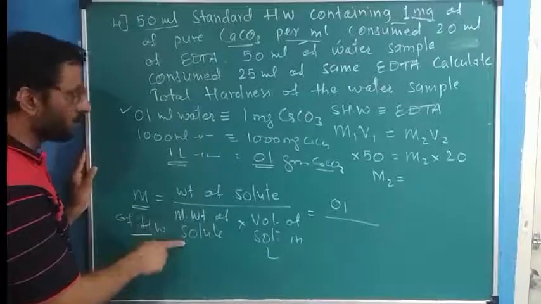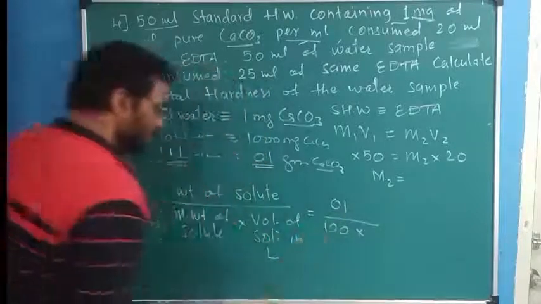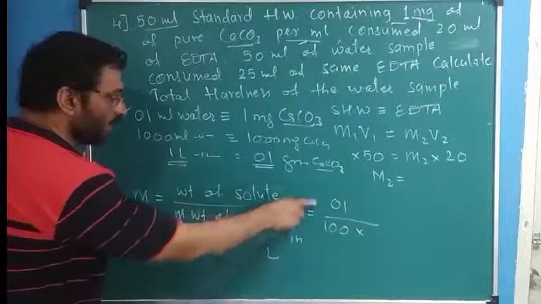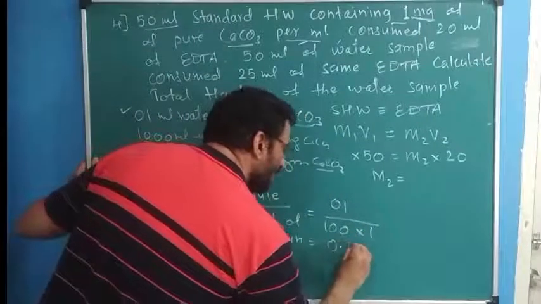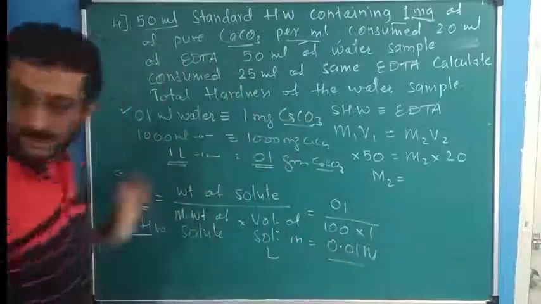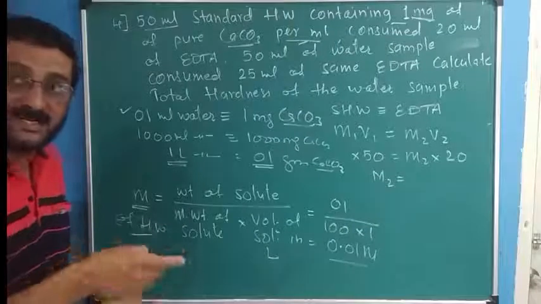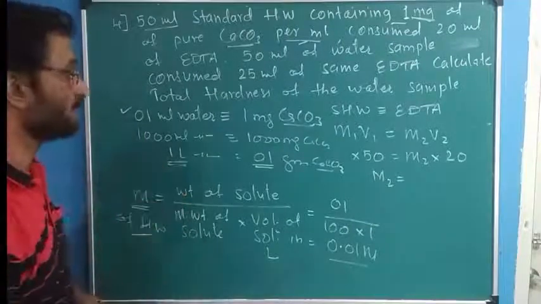Molecular weight of solute. What is the solute? It is CaCO3, that is 100, into volume of solution in a liter. Volume is 1 liter, with 1 gram. So it is 0.01 molar. What is this? It is the concentration of the CaCO3 that they used for part 1. Okay.